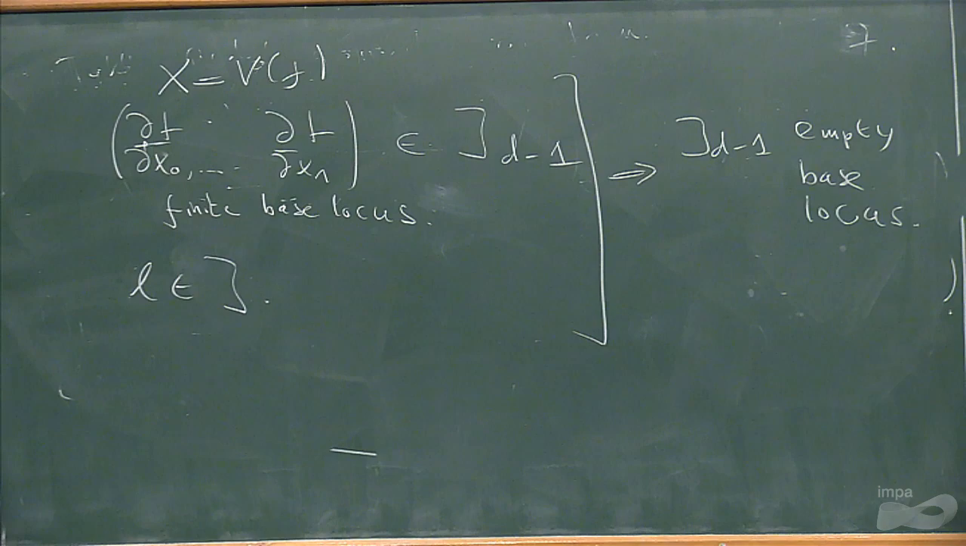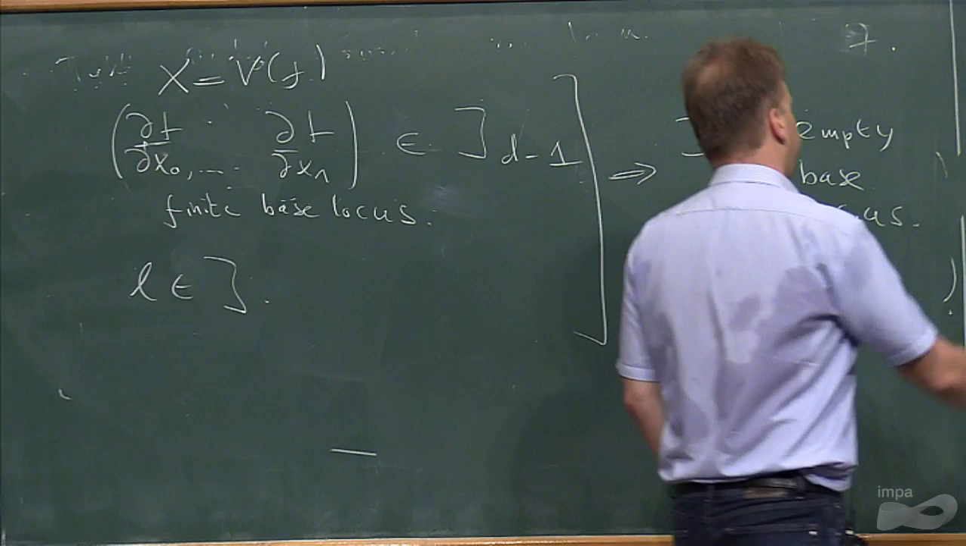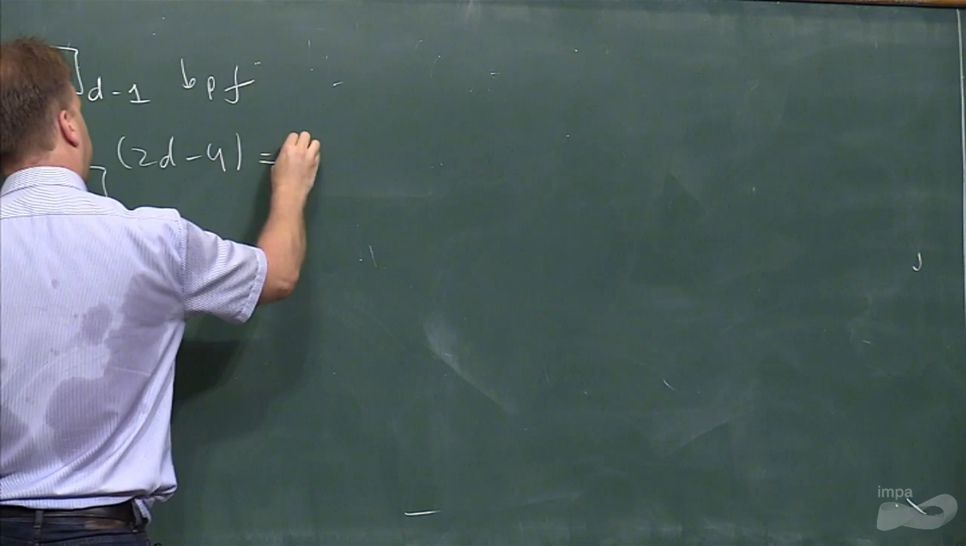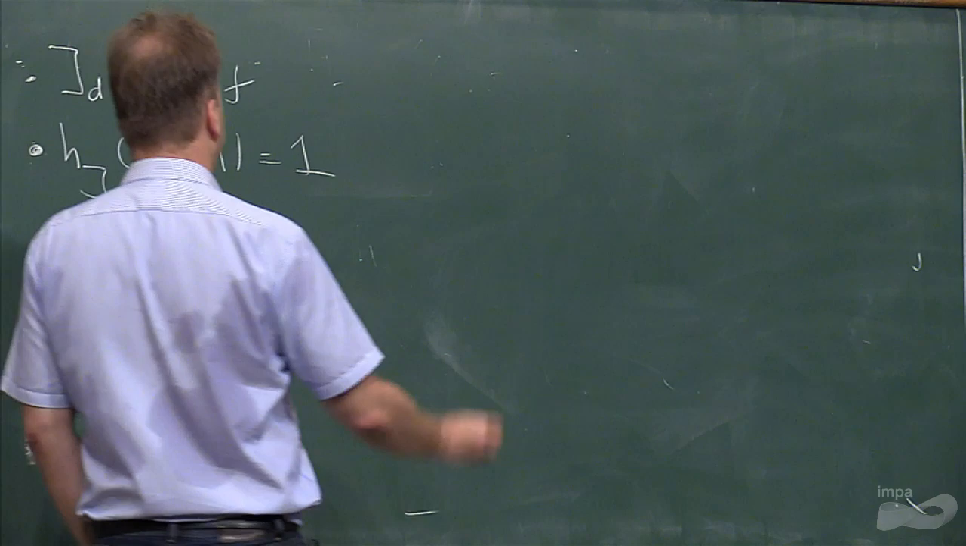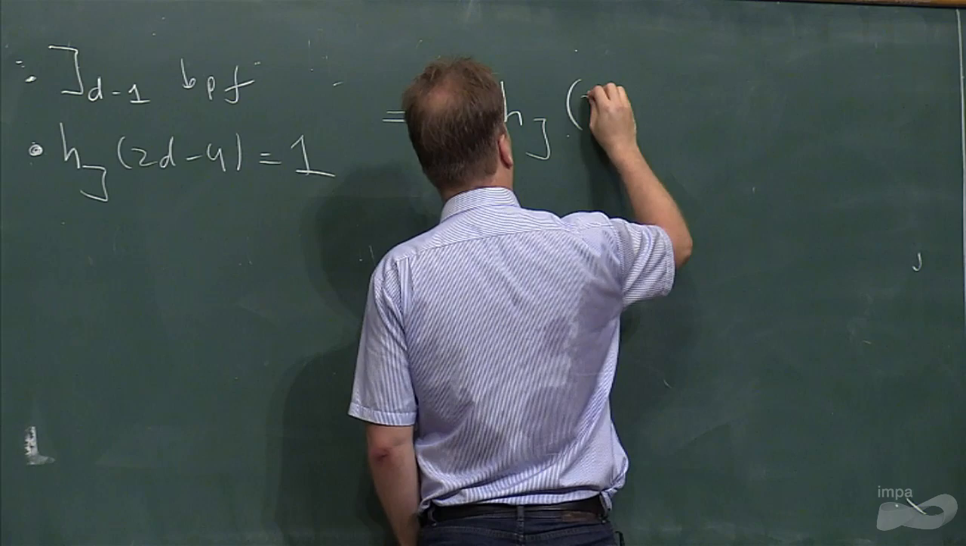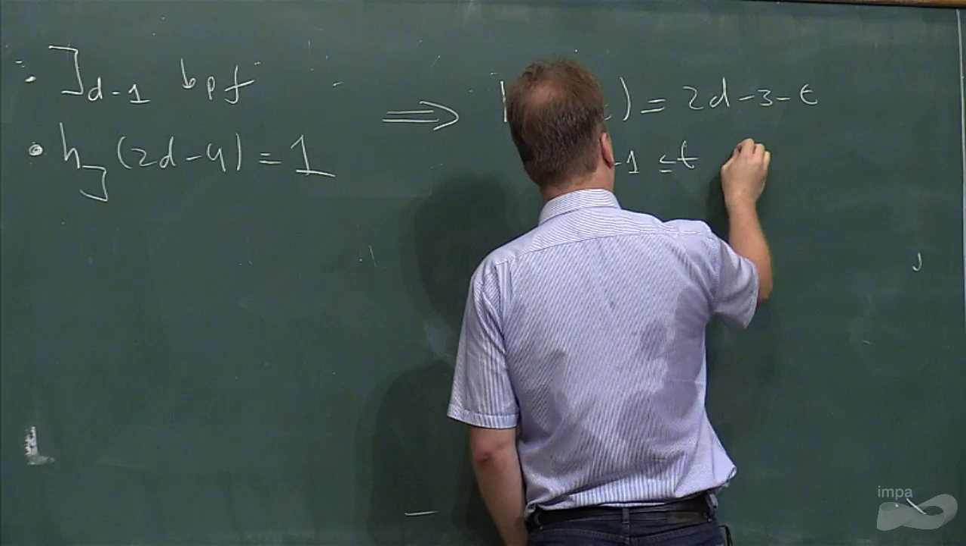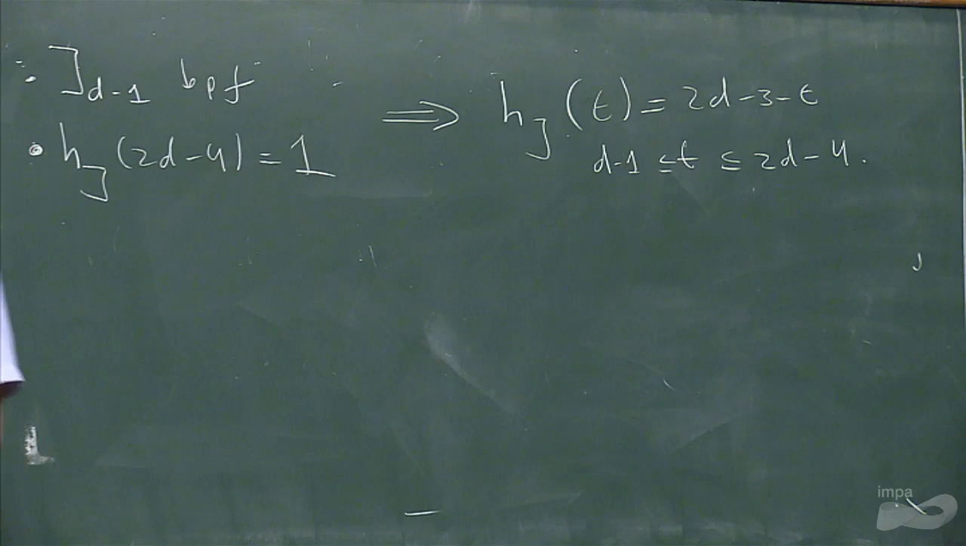So we have this fact: J_(d-1) base point free and h_J(2d-4) equals 1. You know by a result of Macaulay that this implies that h_J(t) is at most 2d minus 3 minus t for t between d minus 1 and 2d minus 4. It's a result of Macaulay, so it's coming from commutative algebra.